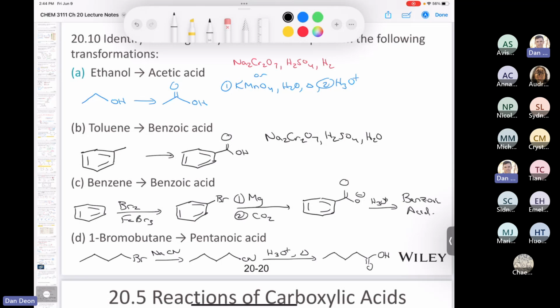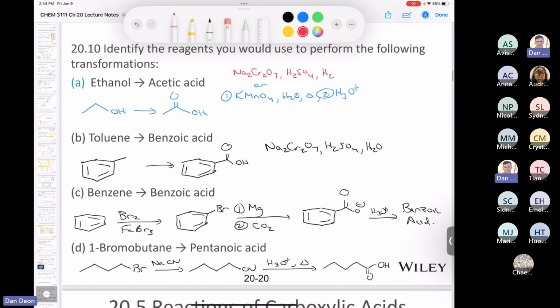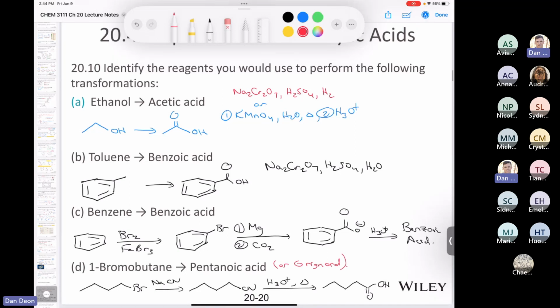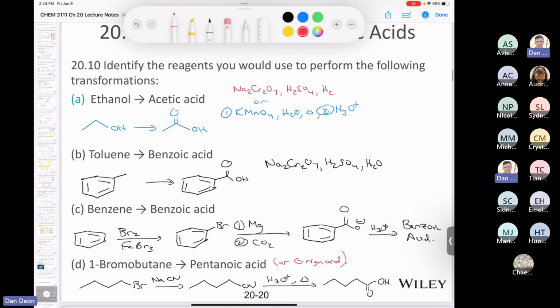You could also do this. You could make this using the Grignard method too. So I'll put here, since I'm running out of space, I'll put or Grignard method. That would work too. There's nothing wrong with that. That would totally work. So yeah, either one of those methods to go from 1-bromobutane to pentanoic acid.